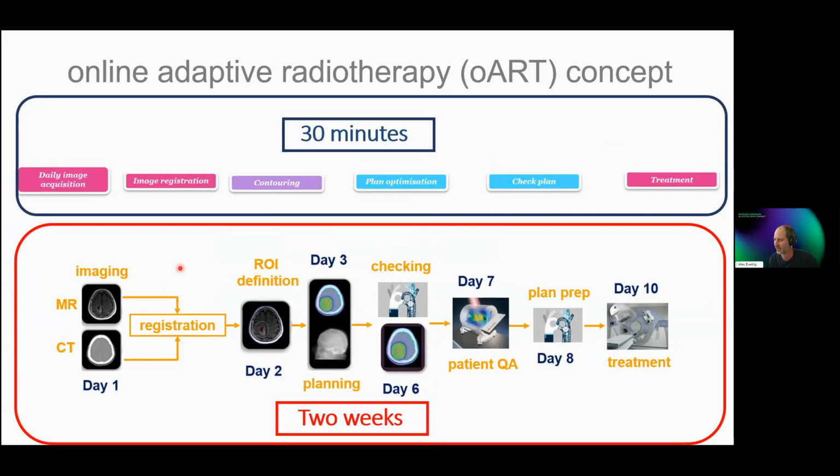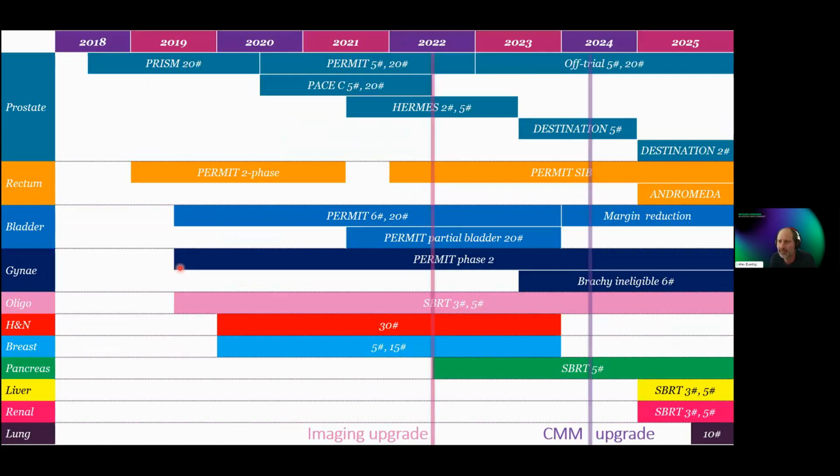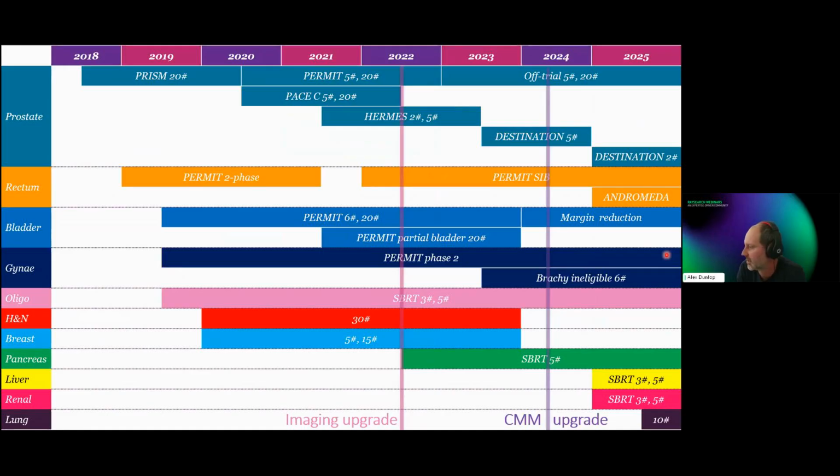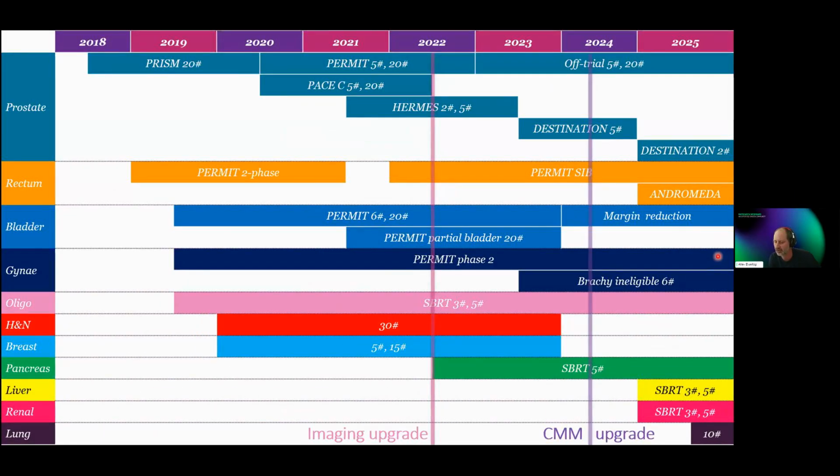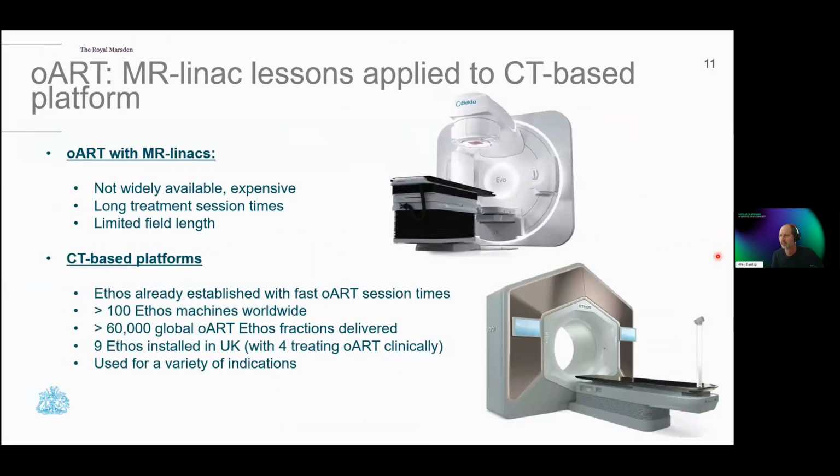We believe in online adaptive radiotherapy, and since 2018, we've been using the concept on our Elekta Unity MR linac system. This is a program of work of the different types of treatments we've been performing on our MR linac, and we're very happy with it, and it enables us to treat some very interesting protocols. But MR linacs globally are not widely available, they're quite expensive, and have quite long treatment session times with limited field length.